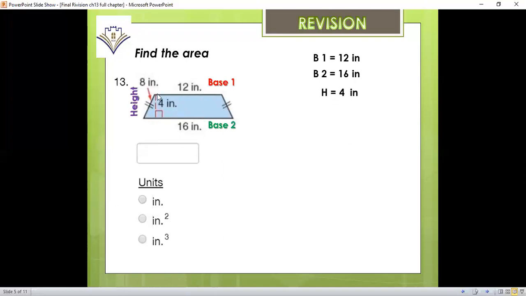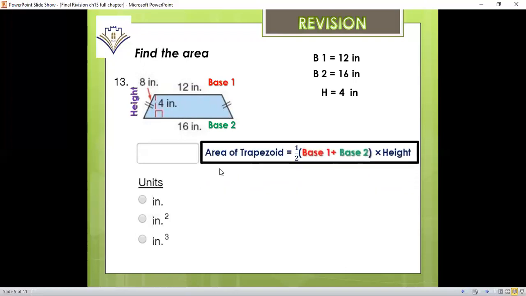Now, do you remember the formula of the area of a trapezoid? Area of a trapezoid is equal to half, base 1 plus base 2 in brackets, multiplied by height. Base 1 is equal to 12, base 2 is equal to 16, and the height is 4. Then half multiplied by 12 plus 16, multiplied by 4.